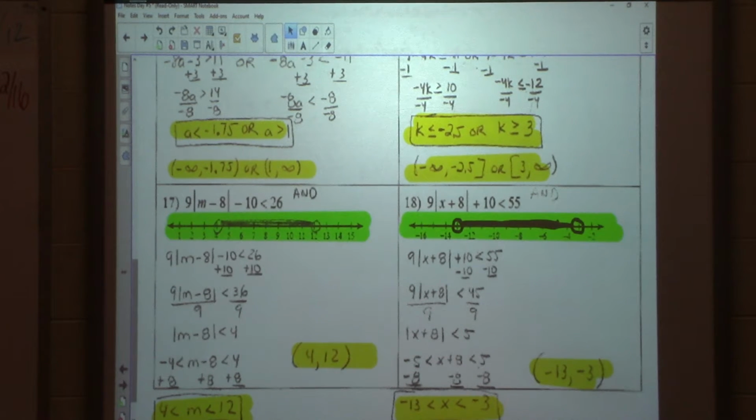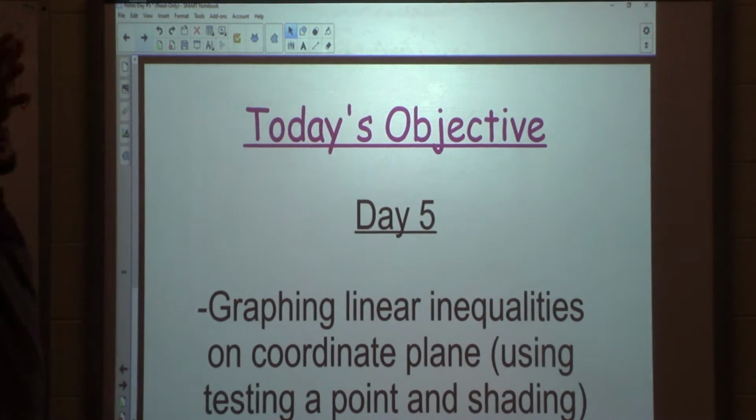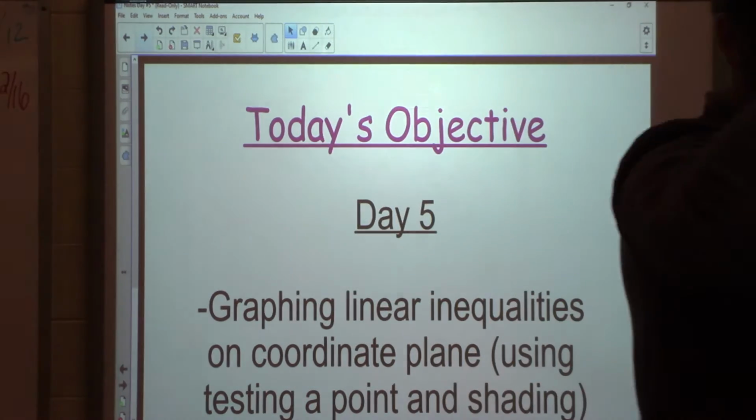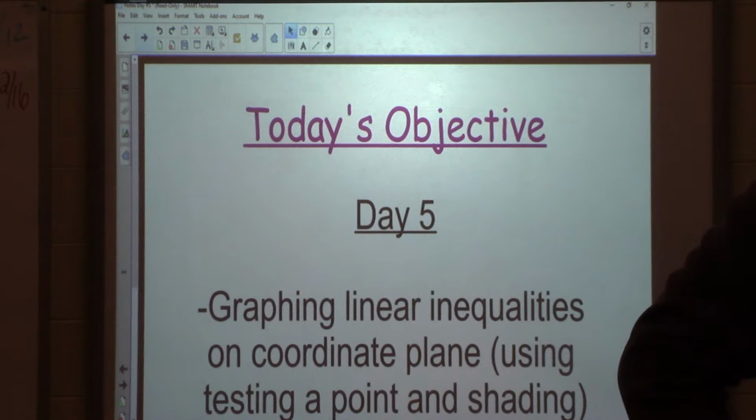Alright, let's do our lesson. So today I'm going to do another thing that you've done before. The only thing we haven't done yet, that you haven't done before we started this unit, was the interval notation. Today we're talking about graphing inequalities. I think you've done that before, haven't you?